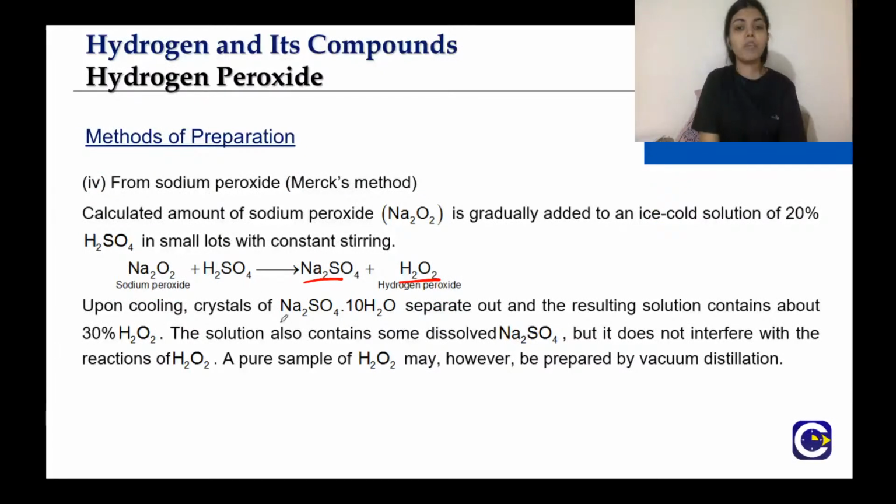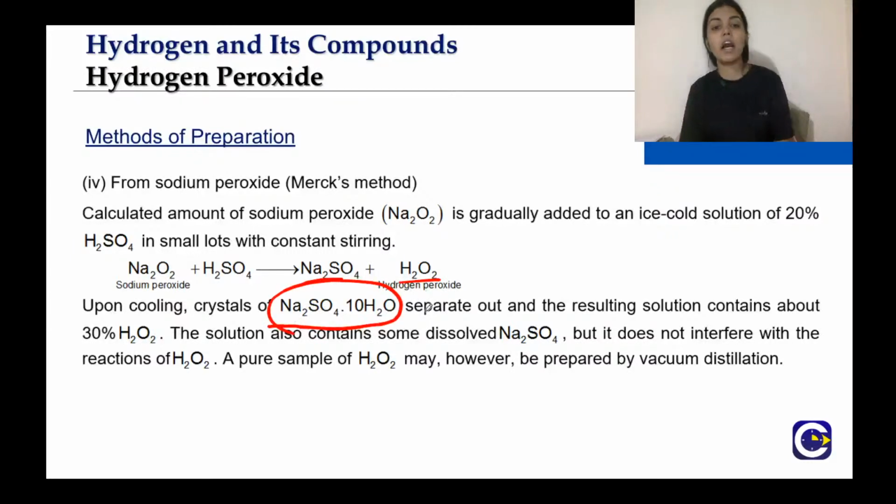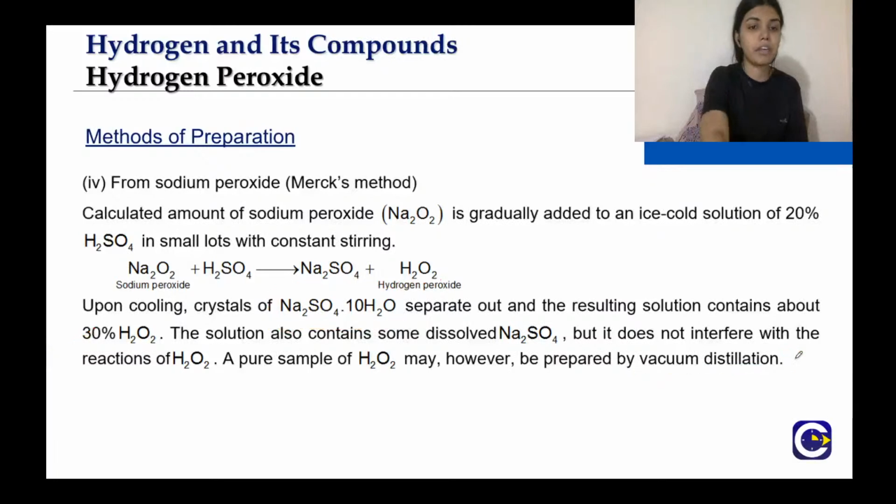Upon cooling, Na2SO4.10H2O crystals separate out from the solution, right? Now the solution only contains 30% peroxide, right? However, from that 30% peroxide, you can obtain a pure sample of peroxide by vacuum distillation.